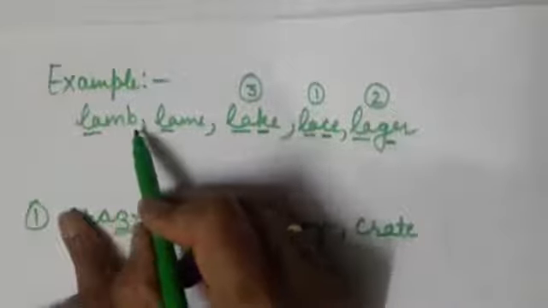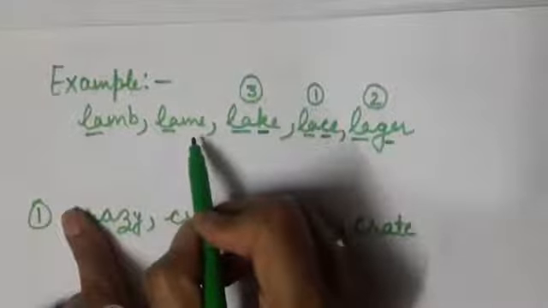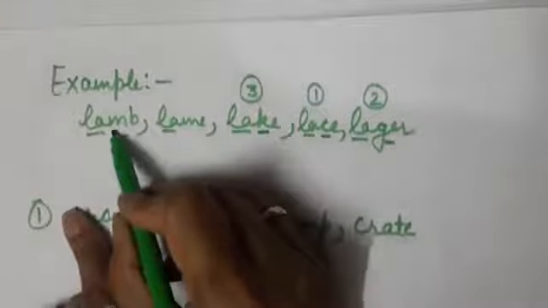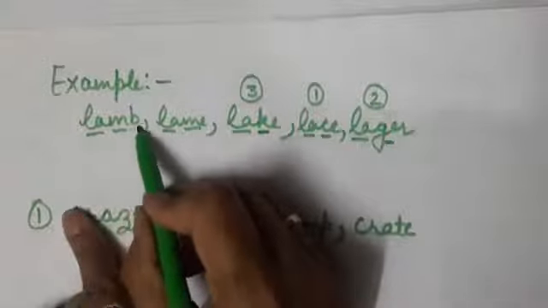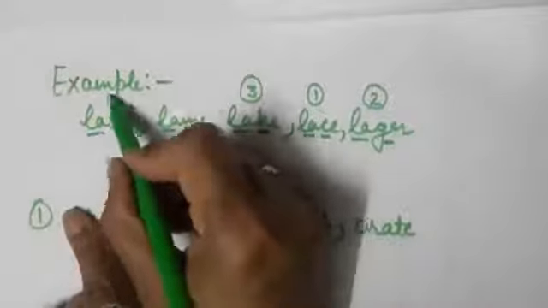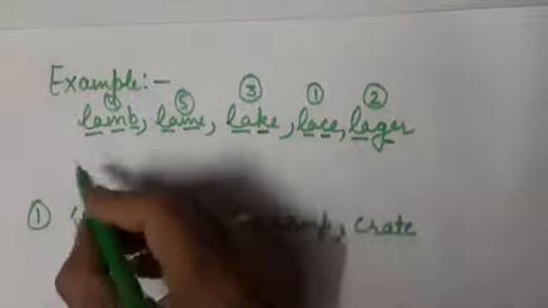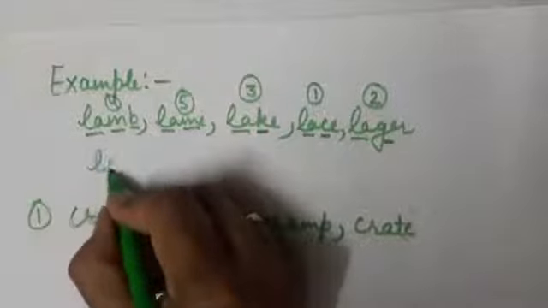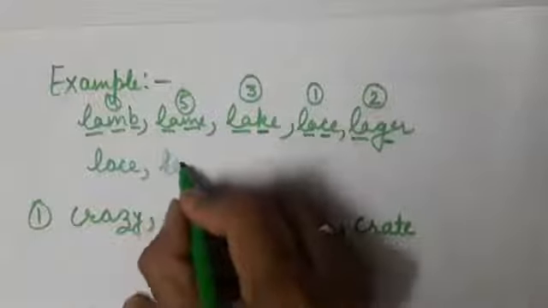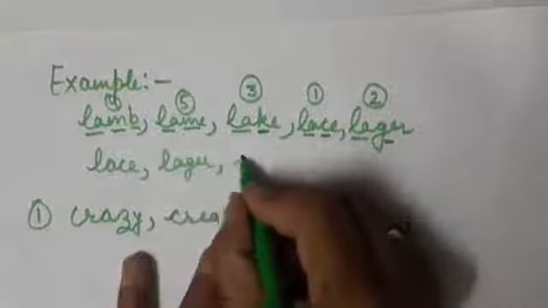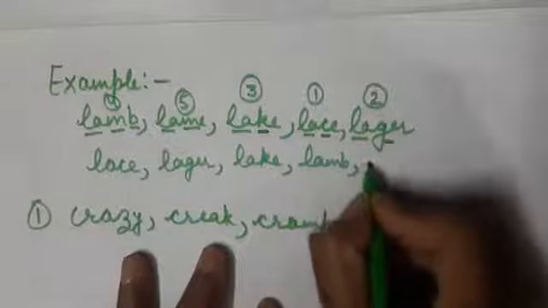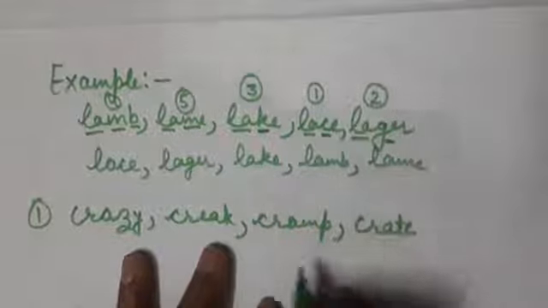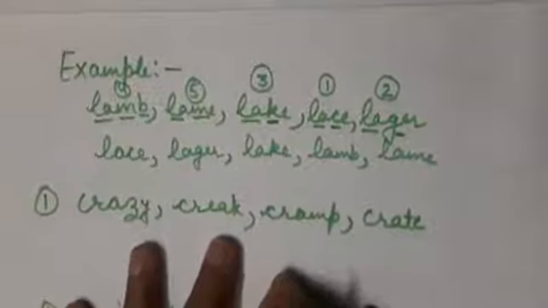Then the third letter in the other two words is M in both, so we have to check the fourth letter. The third is the same, so we check the fourth letter, that is B. So this will be the fourth one and this will be the fifth one. I hope you understood. Now let's arrange in sequence: lace, lega, lake, lamb, and the last one is lame. So I hope you understood.